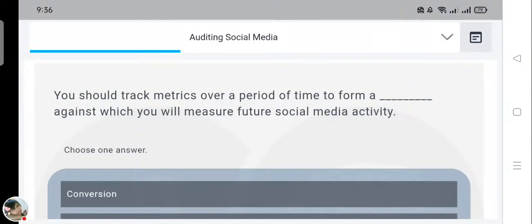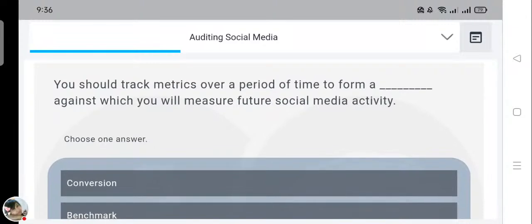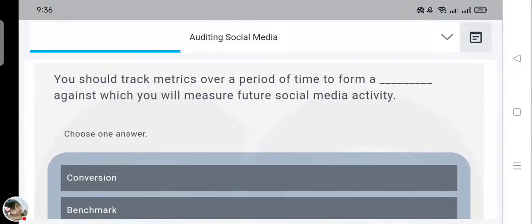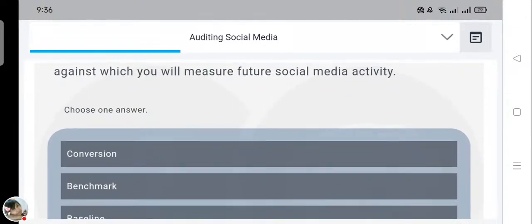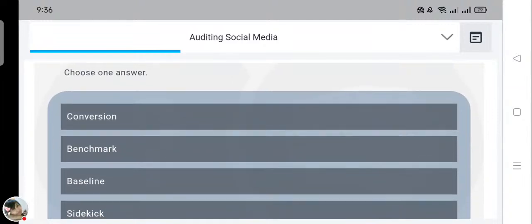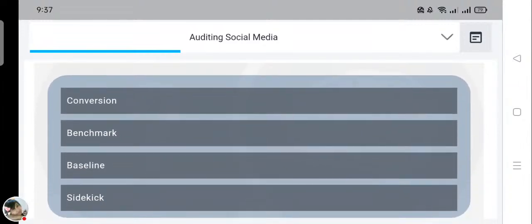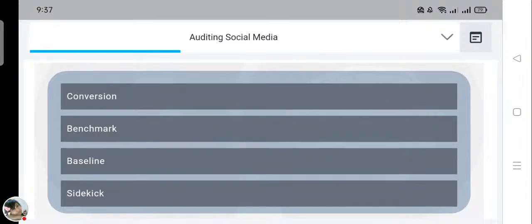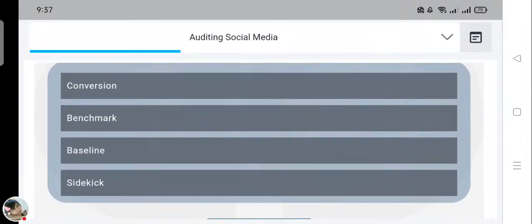You should track metrics over a period of time to form a blank against which you will measure future social media activity. The choices are conversion, benchmark, baseline, sidekick.